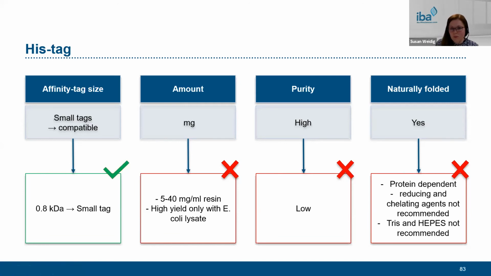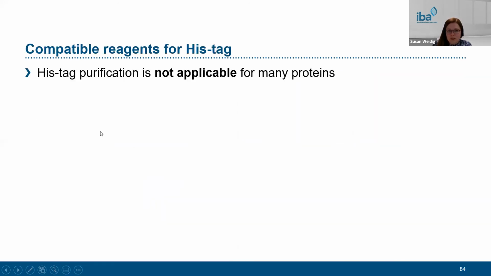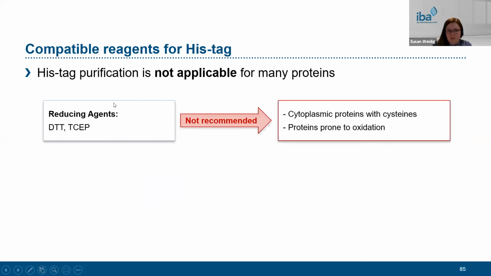And the last problem of the his tag is that you sometimes have not naturally folded proteins, depending on the properties of the protein, because reducing and chelating agents are not recommended, and Tris and HEPES are also not recommended. So you cannot use these conventional buffer systems. That means if you have a his tag protein, you cannot use reducing agents like DTT or TCEP.